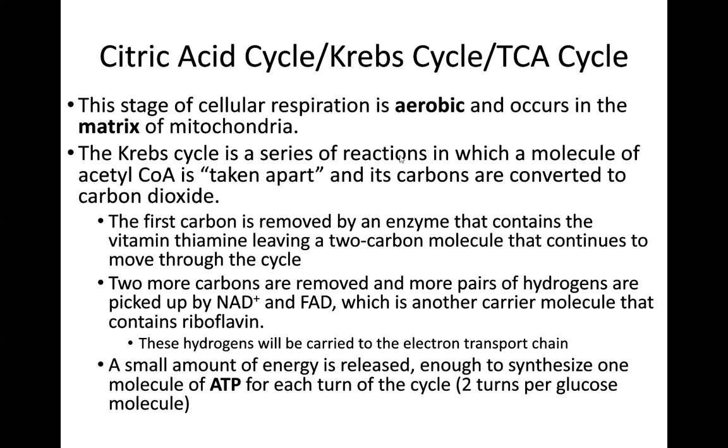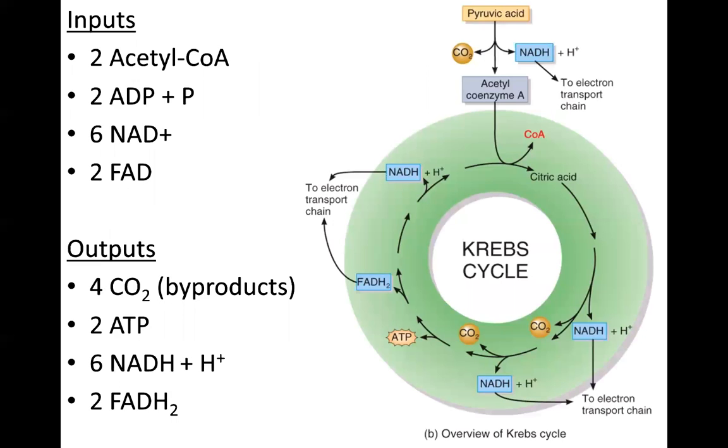Okay. And instead of reading through all this, I'm going to just basically jump ahead. But it is an aerobic process occurring in the same place that the transition reaction did, which is the matrix of the mitochondria. And it's a series of reactions in which a molecule of acetyl-CoA is taken apart and its carbons are converted to carbon dioxide. Okay. Here's what it looks like. This is a figure from your textbook. It's not the best image, but it is a decent one to show us what's happening. Okay. It's one of those examples that I mentioned where they've actually included the transition reaction as part of it.